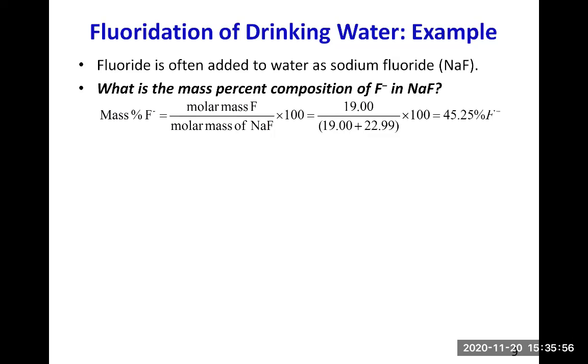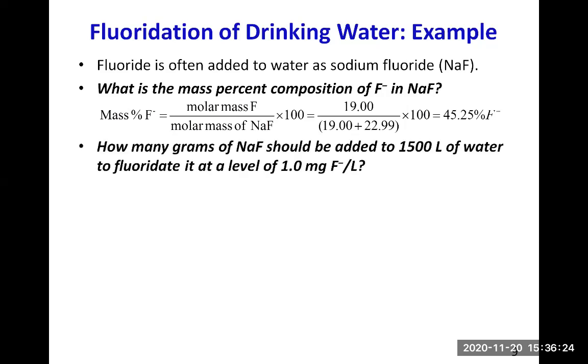So, and it makes sense. If you look at the molar mass of NaF, it's made of basically fluorine, which is almost 20, and sodium, which is a little more than 20. So for fluorine to be 45.25 percent by mass of NaF, it makes sense.